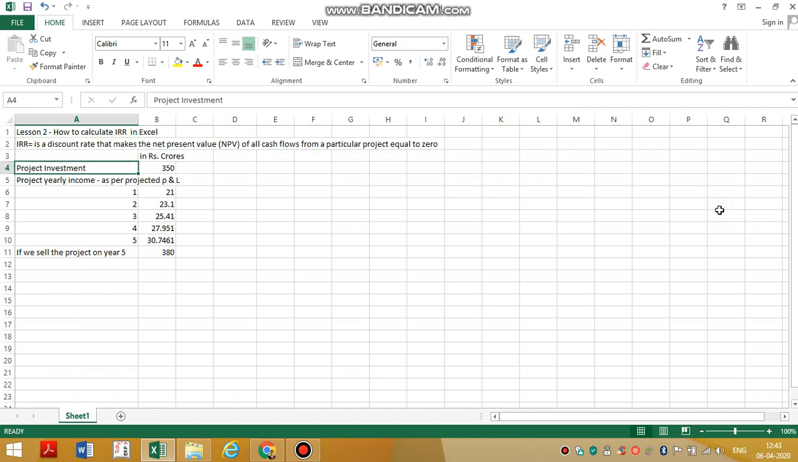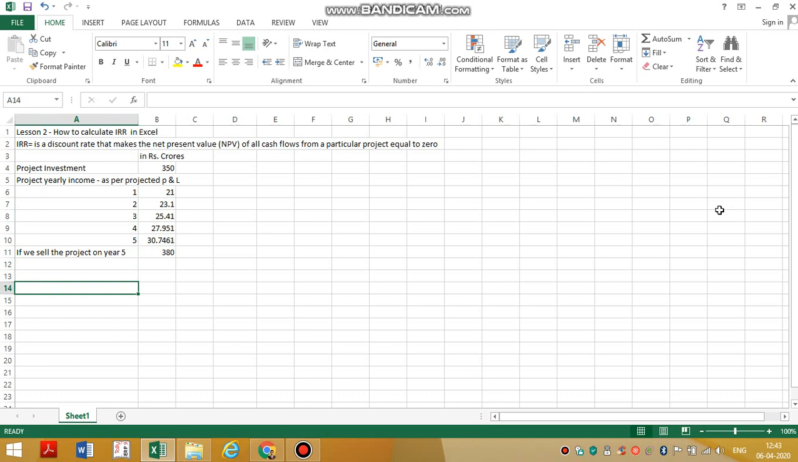Okay, now imagine some client is going to come and say that there is one project which requires 350 crores of investment. Then he says, as per the projected P&L, the net income is going to be, year 1, 21, and every year there is an appreciation. Say this project first year earned 6% income, and every year it is growing at say 10% from there on. And if he decides to sell the project in year 5, he will get somewhere around 380 crores.